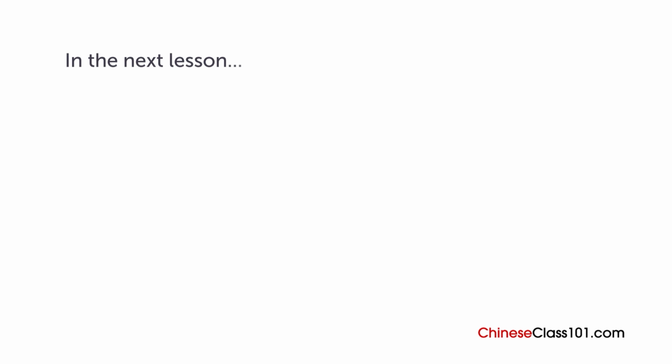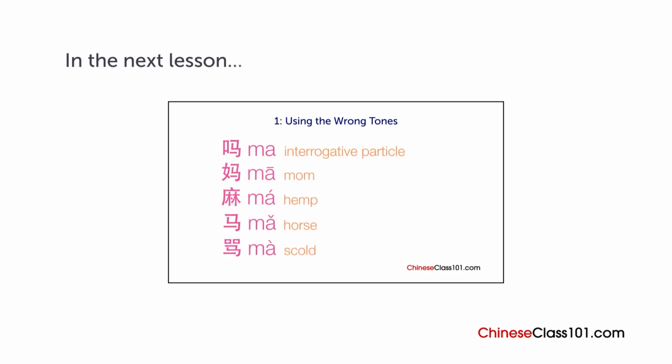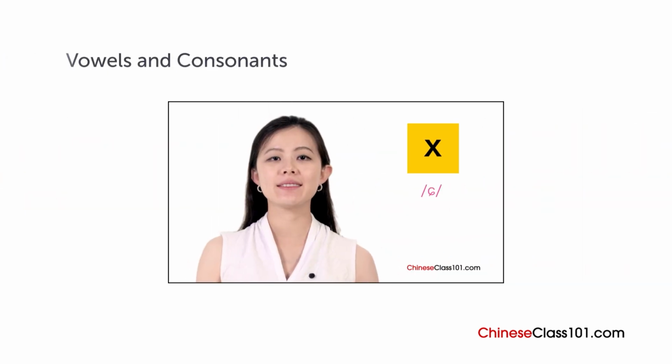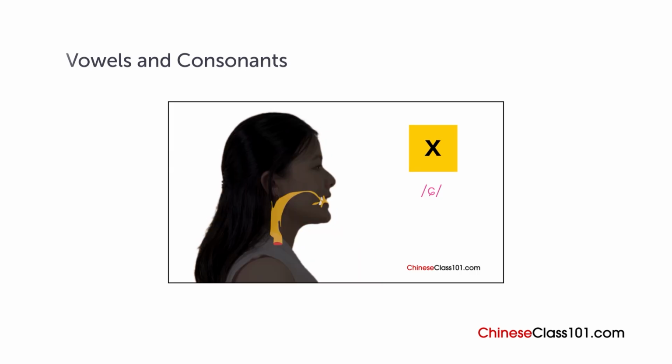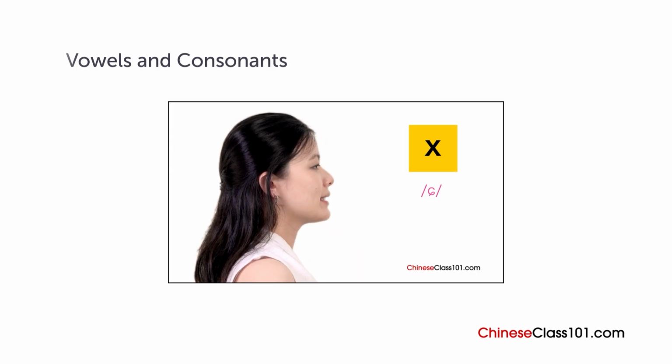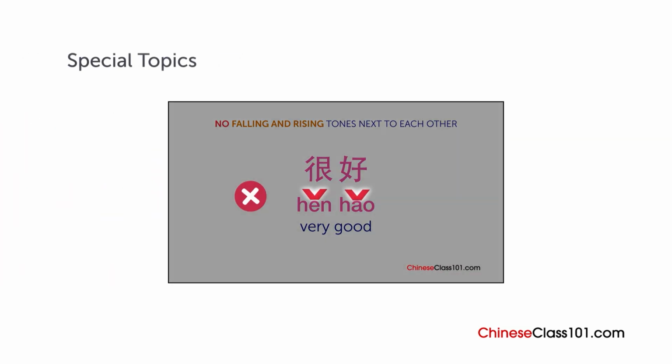In the next lesson, we'll look at the top 5 pronunciation mistakes Chinese learners make. You'll want to make sure not to fall into these common traps. After that, we'll begin going through the vowels and consonants of Chinese. This is your chance to learn how to correctly say all of the words you just heard. We'll finish up the series by covering some special topics that will really make your Chinese sound natural.